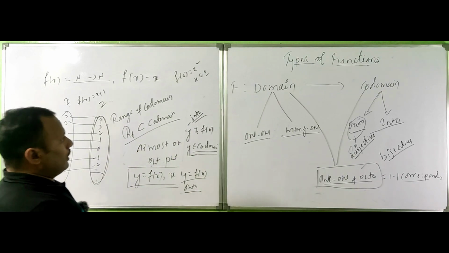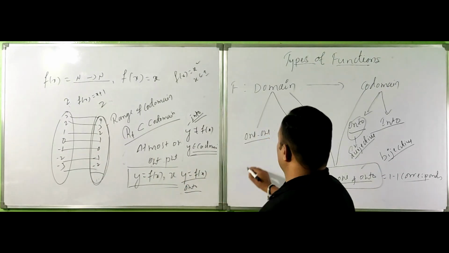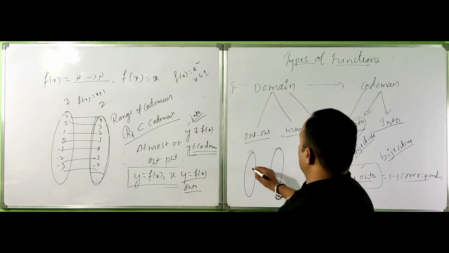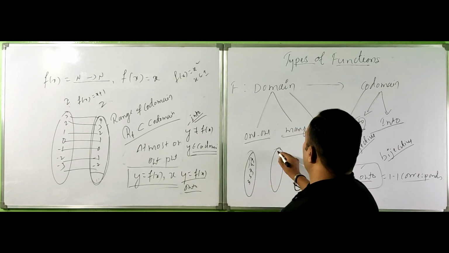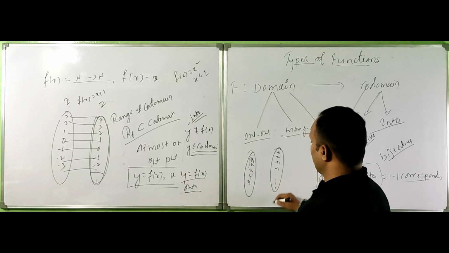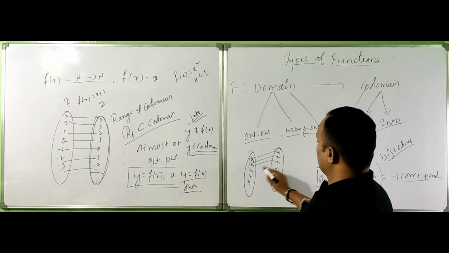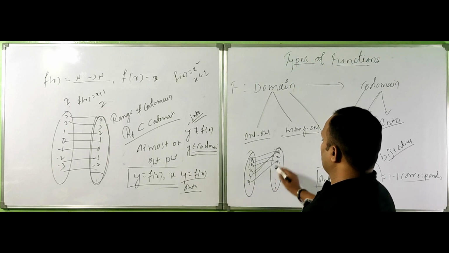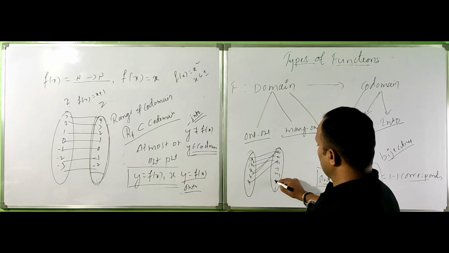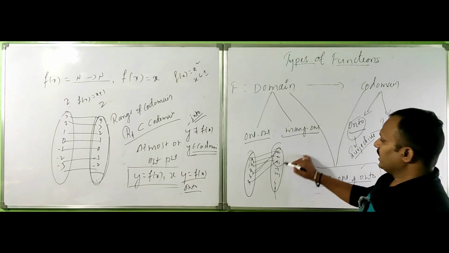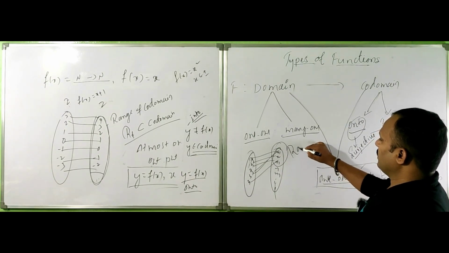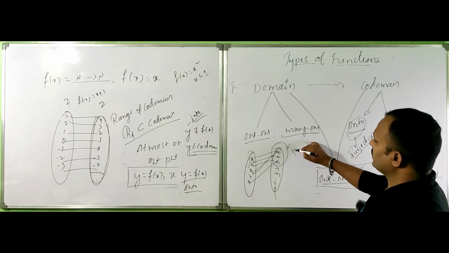Into function: whatever it may be, take x1, x2, x3, x4, x5 and y1, y2, y3, y4. Here, I did the mapping; you can do it also. See, you have the element y3 with many elements mapping to it. Here the range is a smaller set, in an into function. This is called an into function.